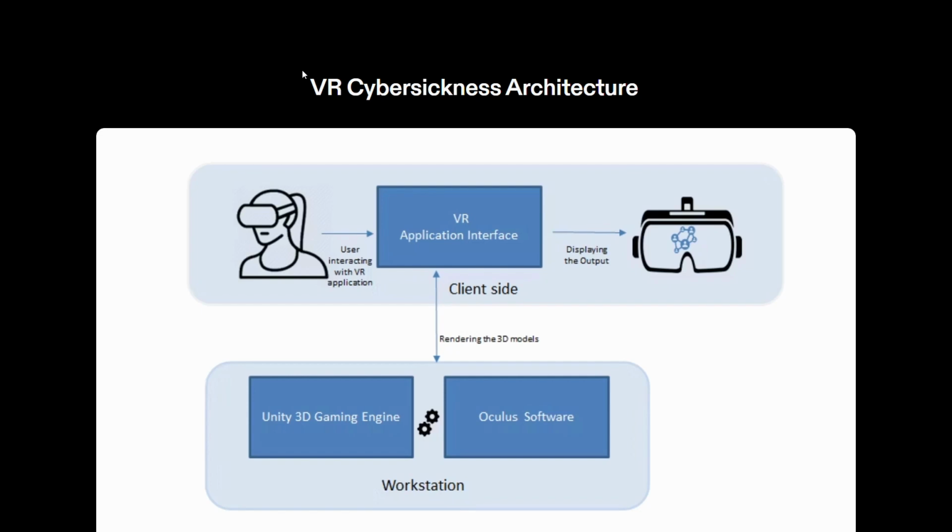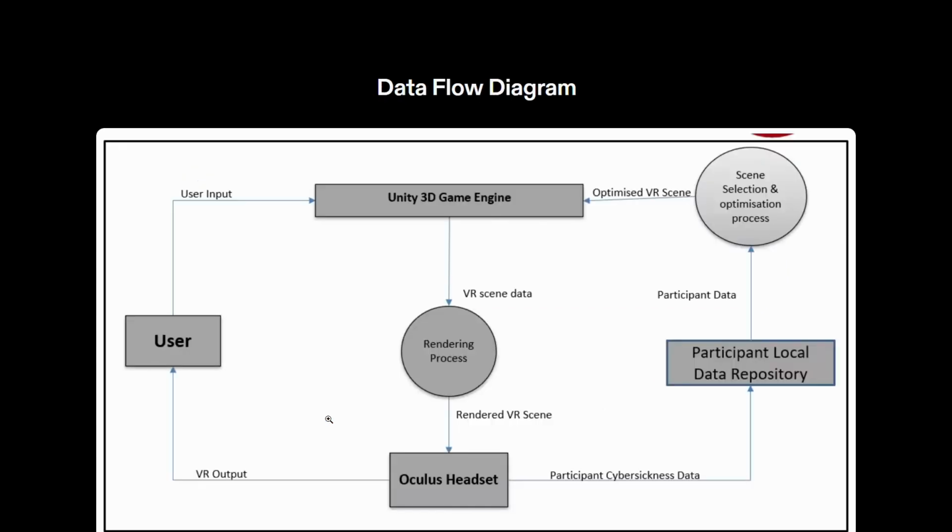This is the architecture of the VR Cybersickness project. On a high-end workstation, a VR head-mounted device, that is the Oculus Rift or Quest, is connected through the Unity 3D game engine. By this, we create a 3D environment running on the Unity 3D game engine, which is experienced by the user. The user experience is tracked by using the Unity 3D game engine, and the user data is collected from the SSQ. By this, we'll be analyzing the user info.